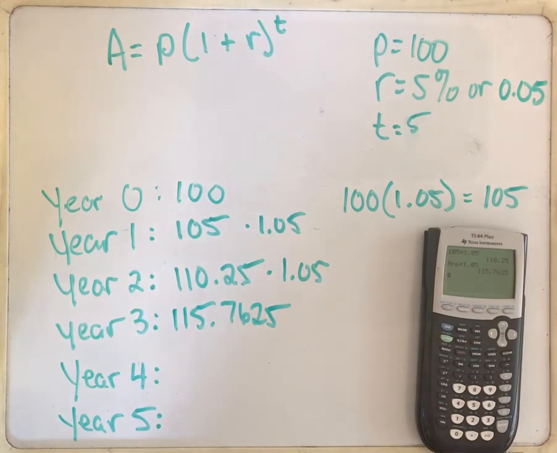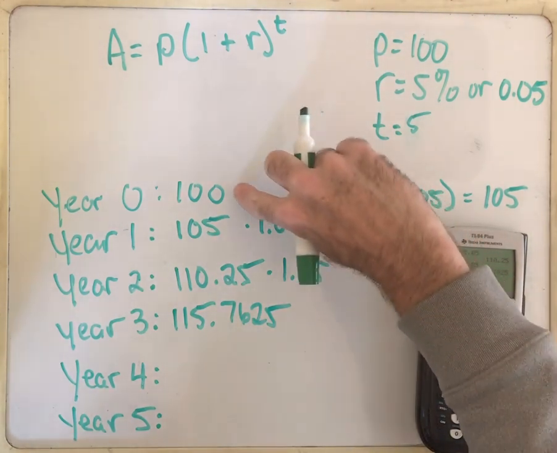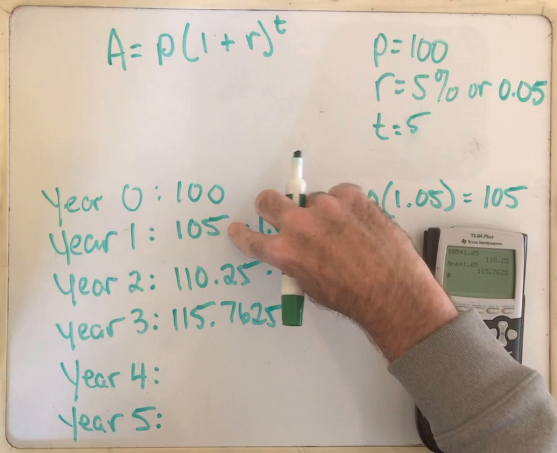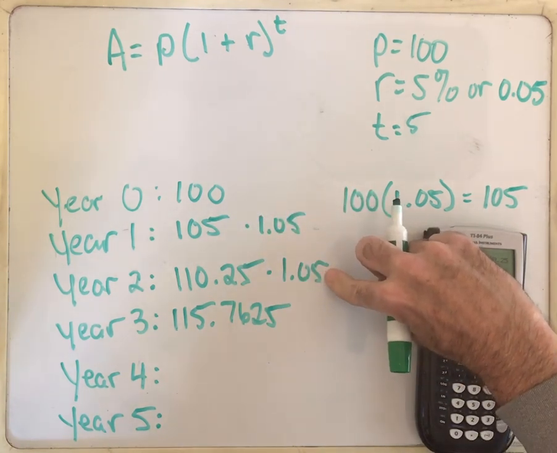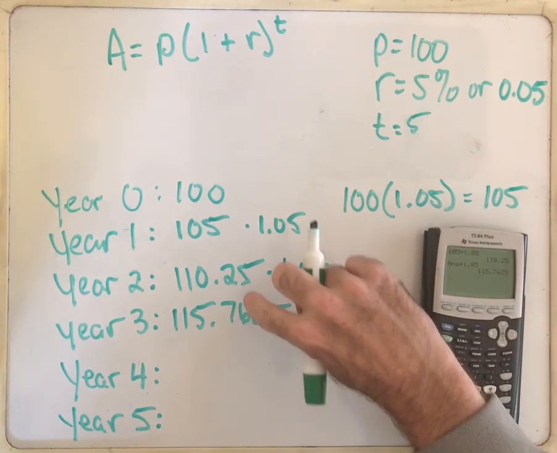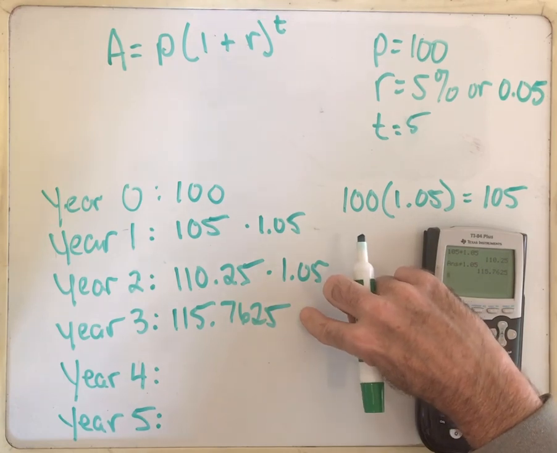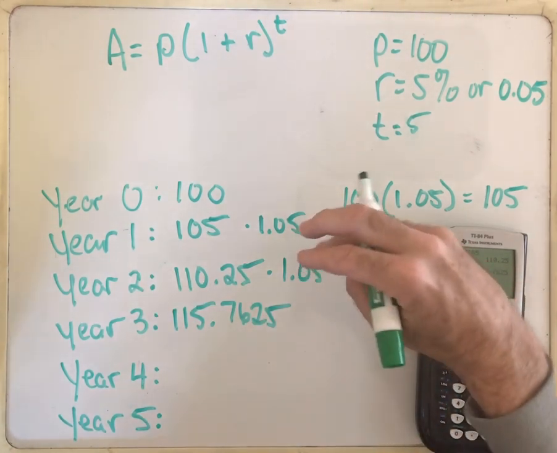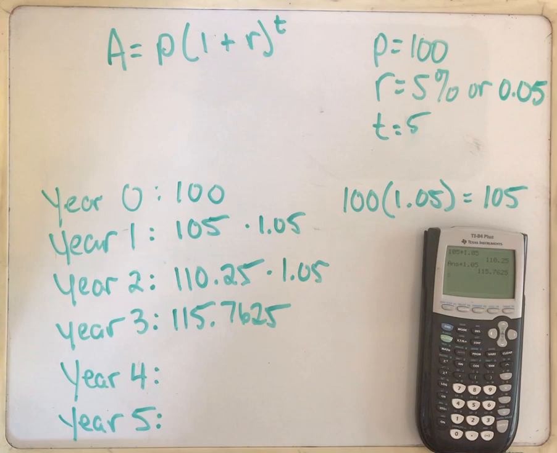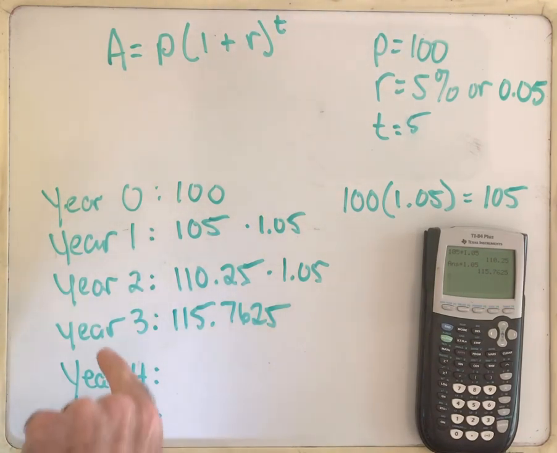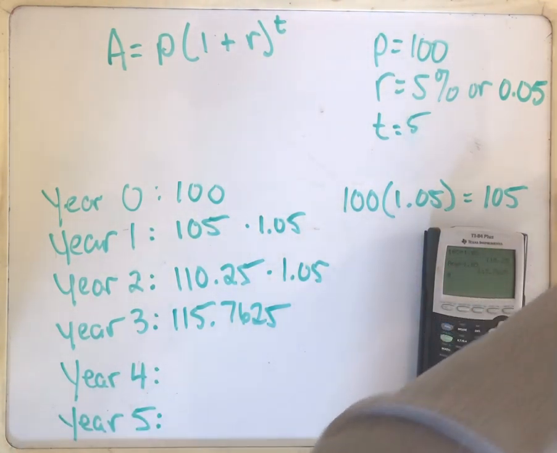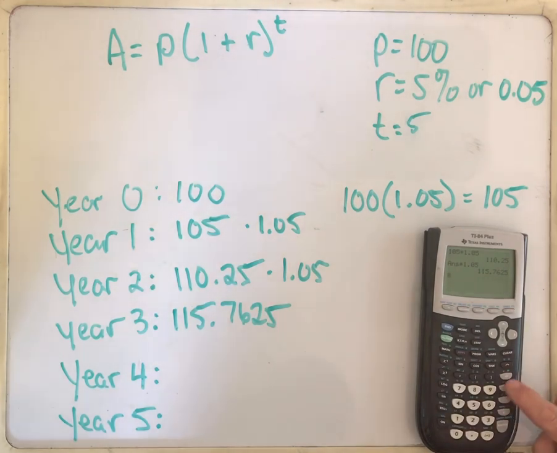That's what we mean by exponential growth. So like this first year, it increased by $5. This year, it increased by $5.25. This year, it increased by $5.51. See how the increased amount keeps growing? Okay, so if we were to graph this, we're going to see that it's going to gradually increase for every change of year. So now let's do year 4 times 1.05.